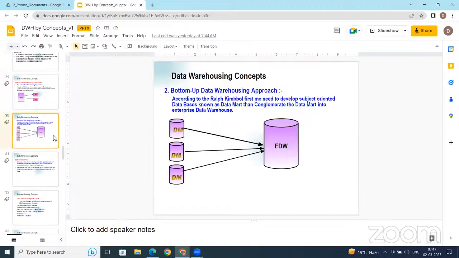And the next approach is the bottom-up approach. See, this is Ralph Kimball. So here, let's build the data marts first. Building the data marts is much easier. Okay. So once the data marts are built, then we'll integrate all the data into one enterprise data warehouse. Okay.